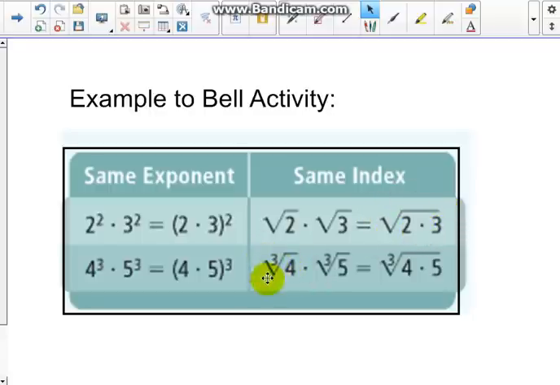And here we have the cubed root of 4 times the cubed root of 5. Because the index is the same, we can just keep the index and then as the radicand multiply the radicands, 4 times 5. So this becomes the cubed root of 4 times 5, or the cubed root of 20.